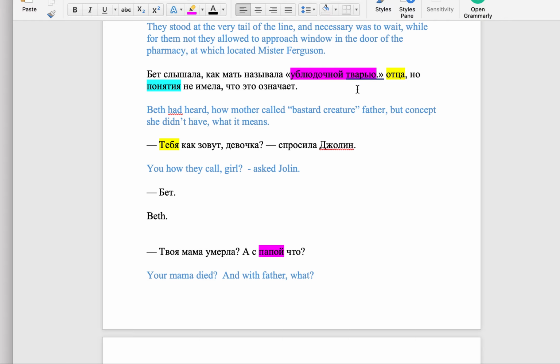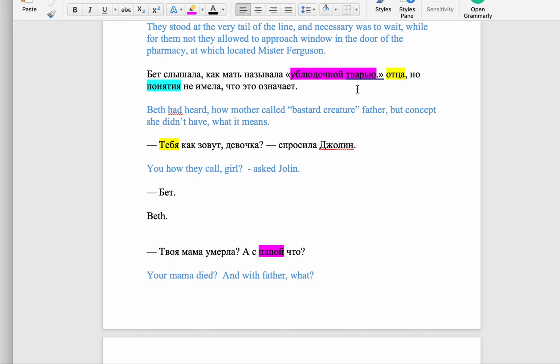So this would be actually the accusative case because they called him this something, this bastardly creature, basically. But понятия не имела, что это означает. That means that Beth had no idea what that means. Понятия is actually this way of saying that it didn't exist. It's kind of like у меня нет чего-то, like I don't have something. She doesn't have any concept of what it means.